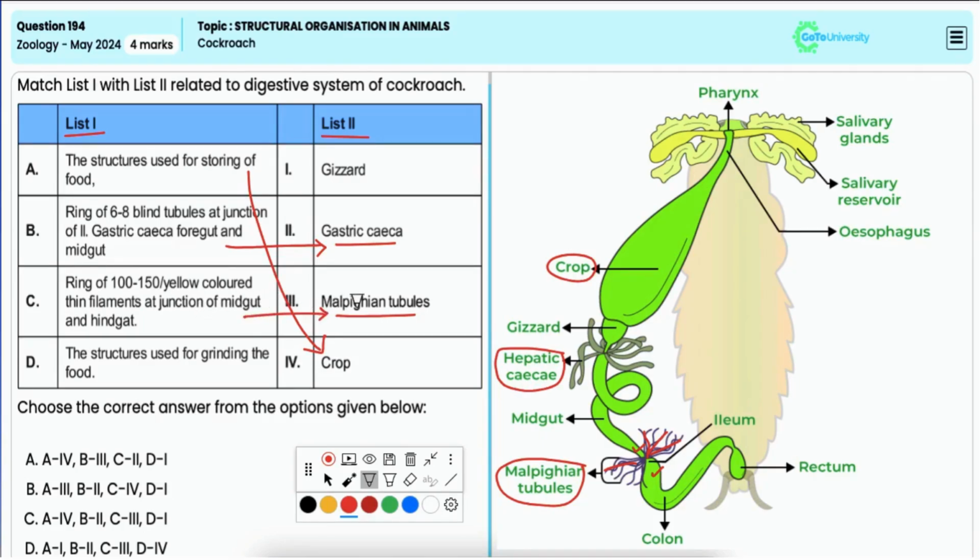And gizzard is the structure which is used for grinding the food particles. Thus, D matches with 1. Hence, the correct answer is option C.